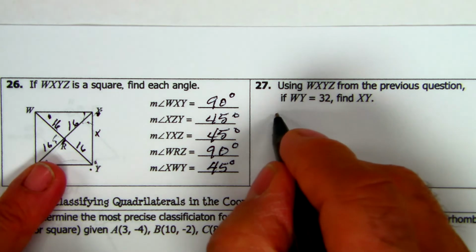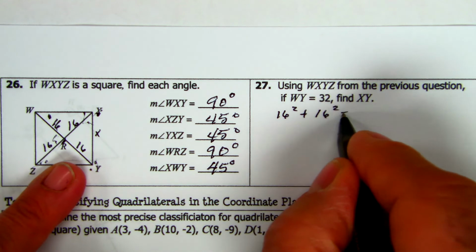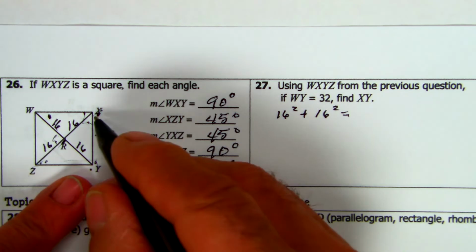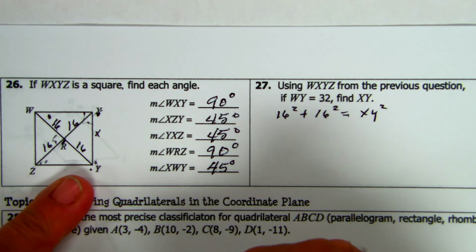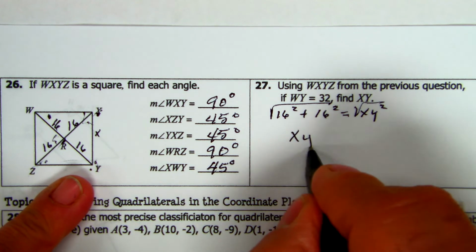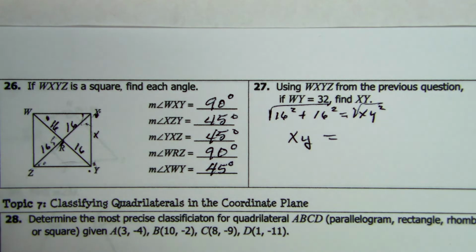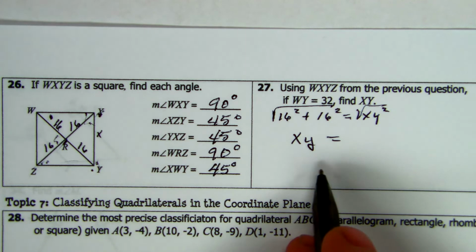So we could say that this leg, 16 squared, plus this leg, 16 squared, is equal to the hypotenuse, which they're asking us for, XY squared. Okay. So now, if we take the square root of both sides, we'll find that XY is equal to, now let's put it in our calculator, second, square root of 16, hit the square button, plus 16, hit the square button, hit enter. Okay, that gives us 22.6.